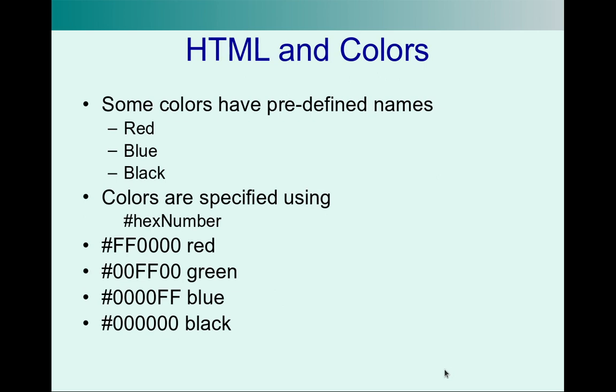Now some colors have predefined names. These are basically combinations of RGB, but they are given names. For example, in the case of red, blue and black. For red, the green and blue components are 00, so only red is full, that is FF. In the case of blue, the red and green components are 0 and only the blue component is full, that is FF. Similarly black: no color wavelength will be present, that's why all will be 00 00 00.